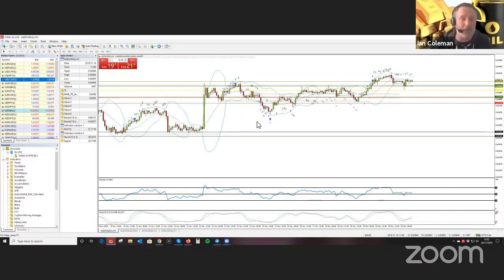They're correction counts. So normally when you get a 9 count, you'll get a correction in the other direction, but you won't necessarily get a trend reversal. Like everything, they don't always work, but they are a good indication of the end of the trend. And I do not try and pick tops and bottoms without a 13 count.